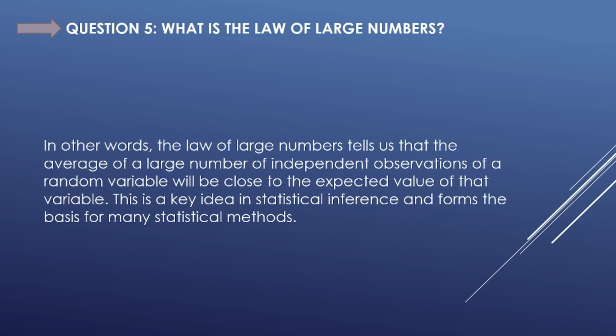In other words, the law of large numbers tells us that the average of a large number of independent observations of a random variable will be close to the expected value of that variable. This is a key idea in statistical inference and forms the basis for many statistical methods.